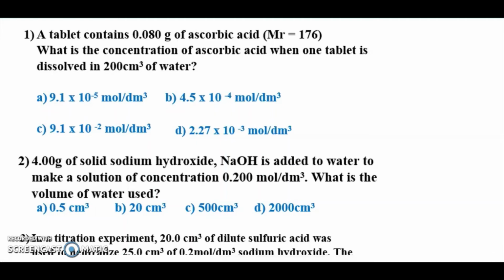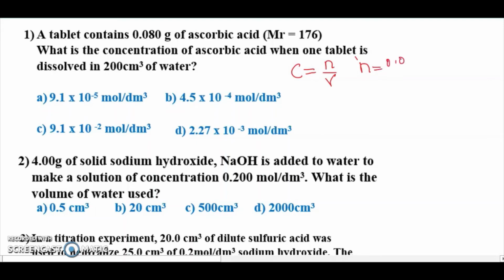The first question says a tablet contains 0.080 gram of ascorbic acid. We've been given the molar mass of ascorbic acid. What is the concentration of ascorbic acid when one tablet is dissolved in 200 cm³ of water? So let's see. Here we want to look at concentration. And we know that concentration is equal to number of moles divided by volume in dm³. Do we have the number of moles? No, we don't. But we know how to calculate number of moles. Number of moles being equal to mass divided by molar mass.